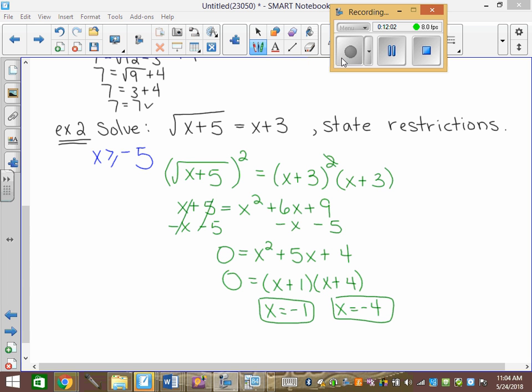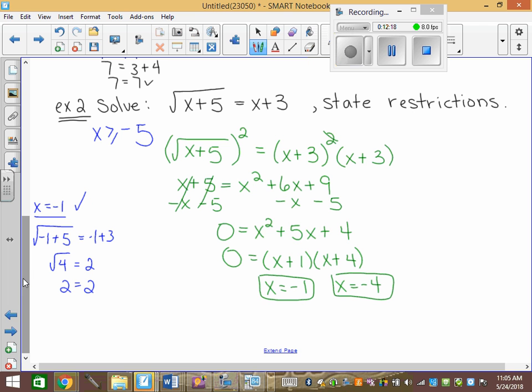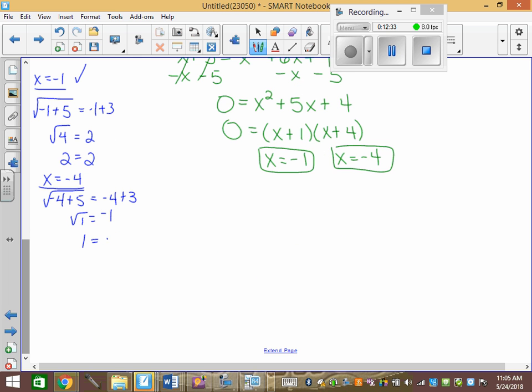Okay. So what do we have to remember to do at the end? Check into our original. So I'm going to check x equals -1. So I'm going to go square root of -1 plus 5 equals -1 plus 3. We get square root of 4 equals 2. 2 equals 2. Happiness. Woo. And then I'm going to go x equals -4. Try that one out. Square root of -4 plus 5 equals -4 plus 3. Square root of 1 equals -1. And then you're like, oh, I must have messed up. 1 equals 1. We're good.